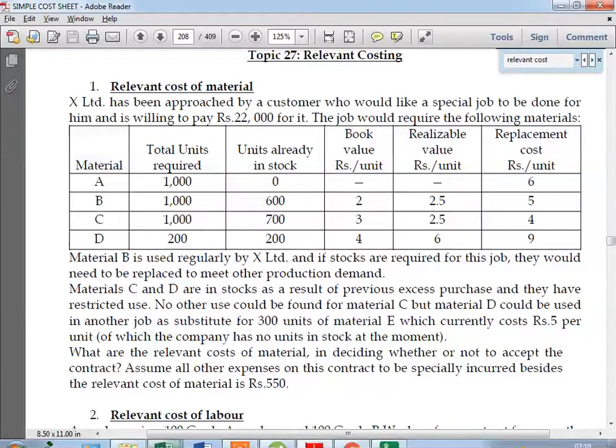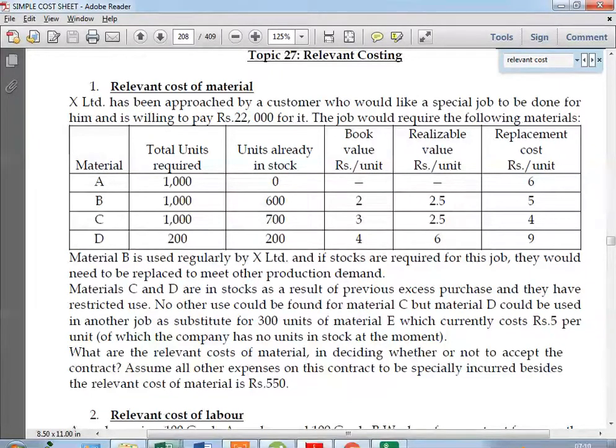200 will replace 300. Like when I gave it here, I was saying 100 units will replace 200 units of the other product. So technically 200 units of D can save you 300 into 5, which is 1500. So every unit can save you 7.5 rupees, not 5 rupees. So do you want to sell and earn 6 rupees or save 7.5 rupees is the decision we have to take.